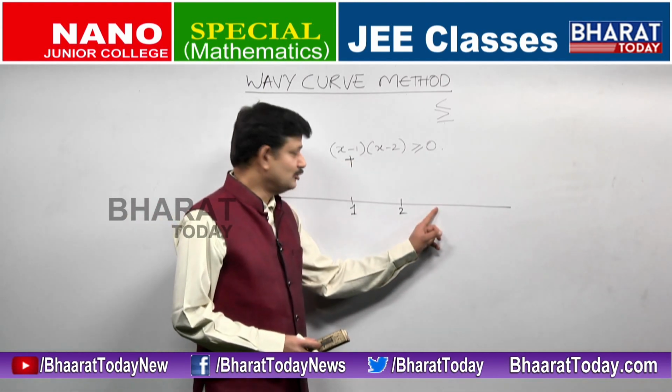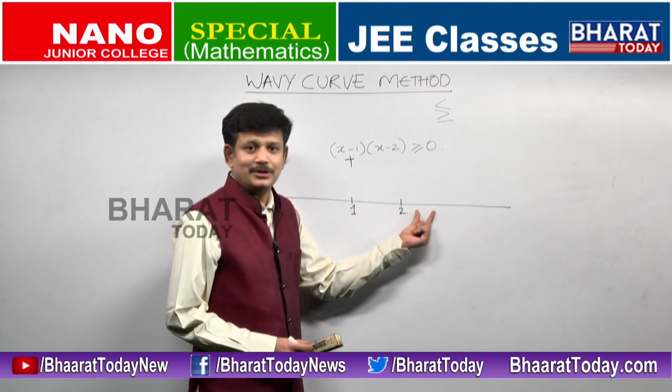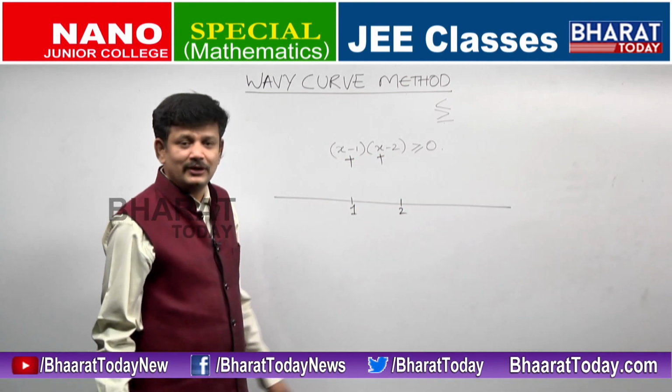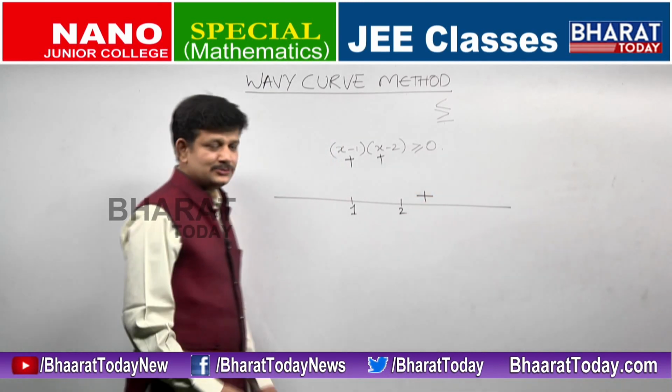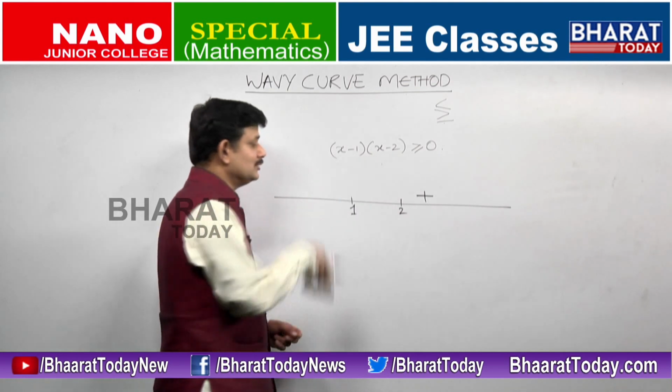X is a number greater than 2. X minus 2, will it be positive or negative? Positive, right? So this is also positive. So product of two positive numbers, what will it be? Positive. So in this area, our expression (x minus 1) into (x minus 2) is entirely positive.